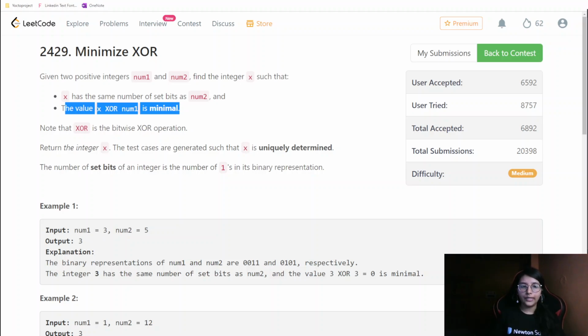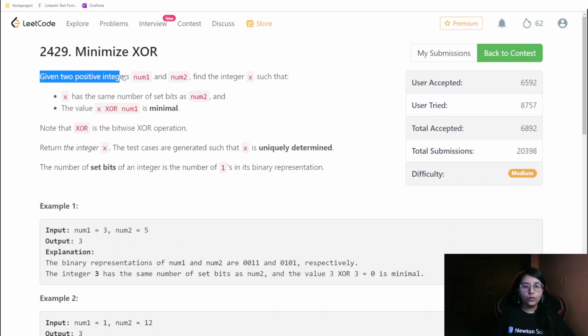So today we are going to do the LeetCode weekly challenge third question, Minimize XOR. Let us first read this question, then look at the constraints, and then go through what is required to solve this question.